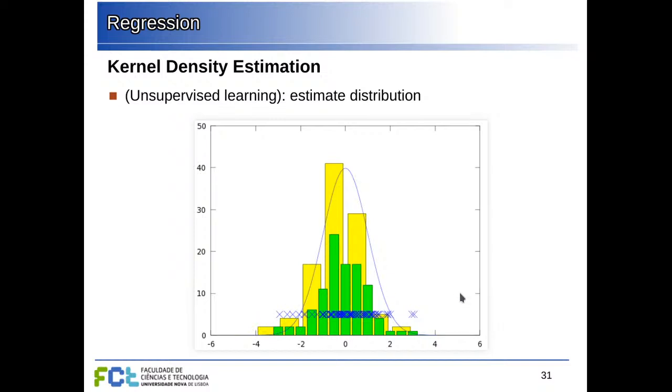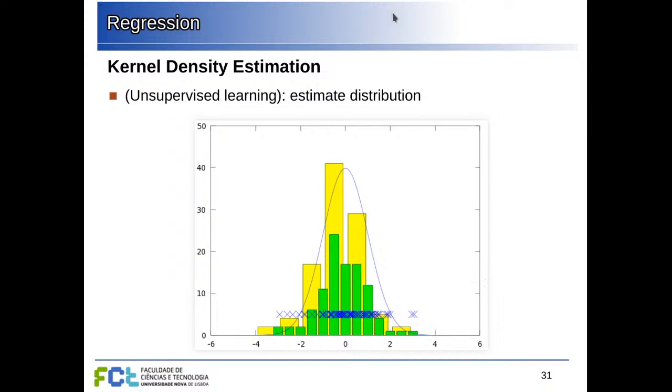But note that all of these distribution estimates either assume something about the distribution, for example, assume that it is Gaussian, or are discretizing the distribution, in this case in the histograms, by counting at different bins, and this will give us very different shapes depending on the size of the bins that we use.